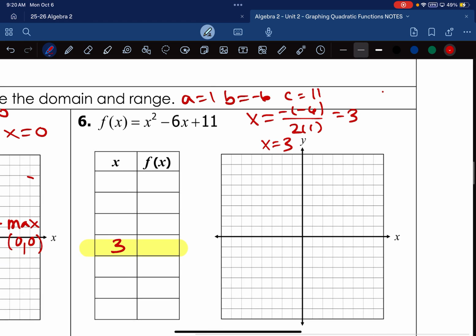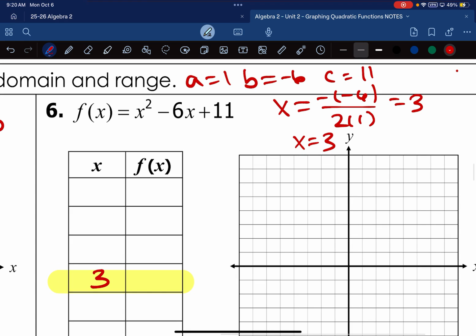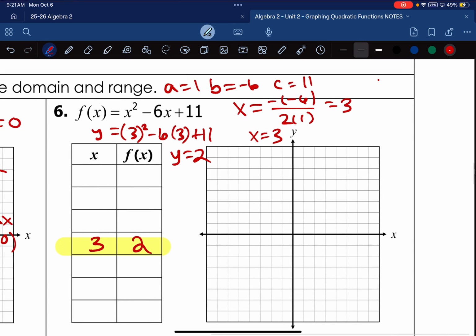We now need to find the y value of that vertex. So y equals 3 squared minus 6 times 3 plus 11. That's what you put in your calculator. 3 squared is 9. 9 minus 18 plus 11. When I calculate that, I'm going to get f of x or y equals 2. All right, there's my vertex.